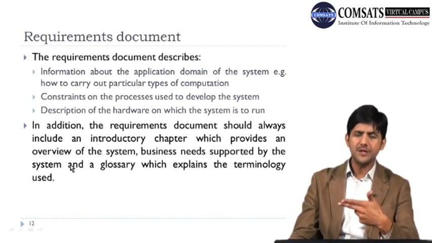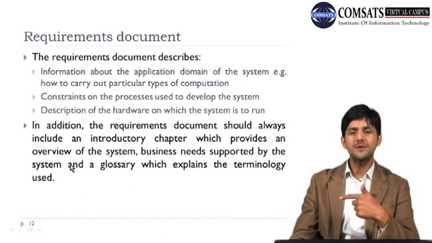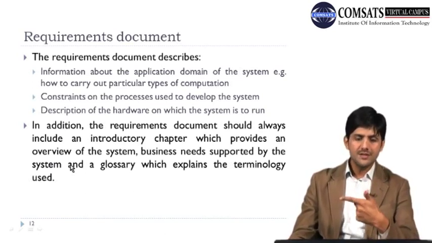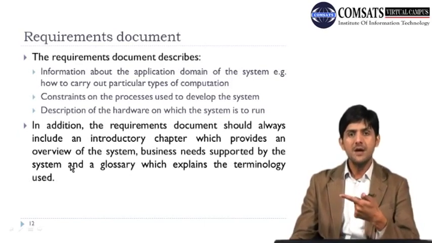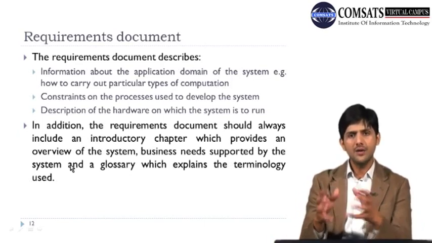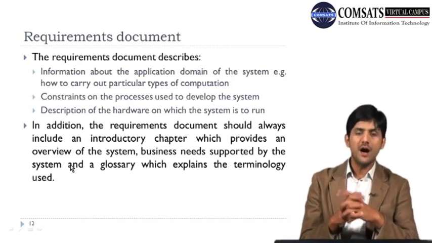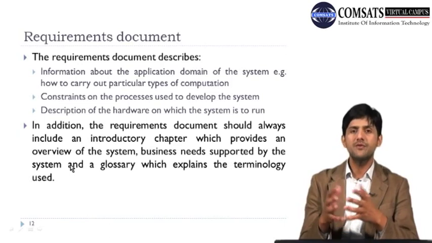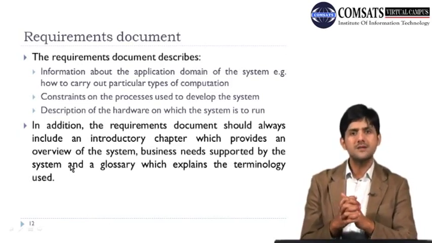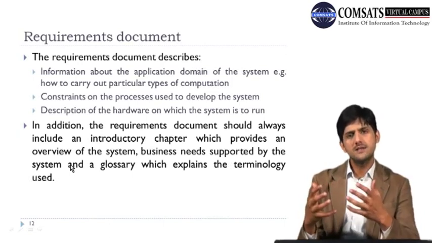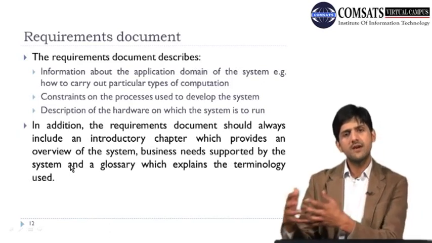It also describes information about the application domain of the system, for example, how to carry out particular types of computation. It also describes constraints on the processes used to develop the system. So if you have certain constraints on how the system should be developed, that is also part of a requirement document. It also describes the hardware on which the system is to run. For example, if you are making an application for the Android operating system, or an application for a smartphone, then you need to specify the hardware.